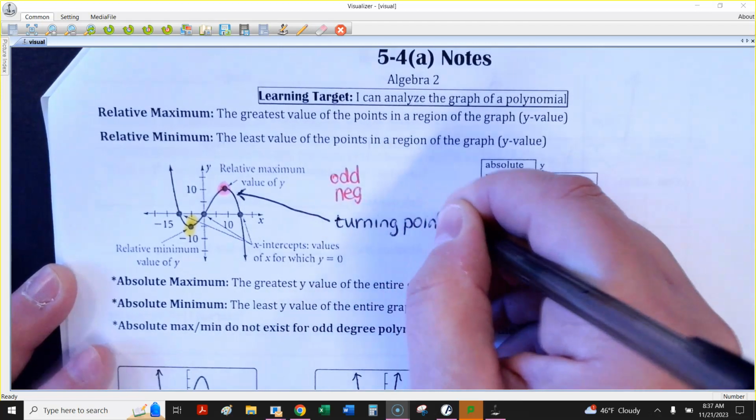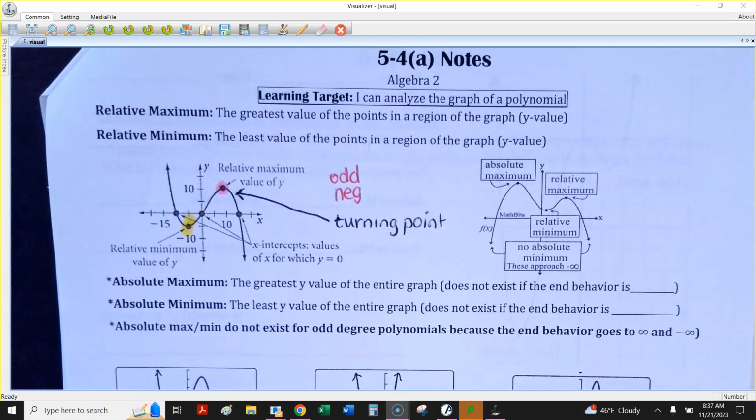So I've got 2 of them in that graph, but where the graph changes, like on the one I highlighted in yellow, my y value is going down, down, down, down, and then I turn and I start going up. So those are called a turning point. And that is where you can have what we call a relative maximum or minimum. So for an odd function, that's kind of a typical picture.